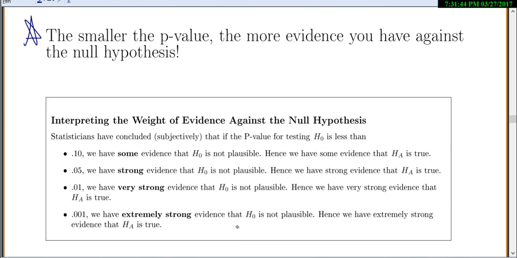Now, as far as interpreting the weight, statisticians, again, this is just the first person to do it, gets to make up the terminology here. So they said if the p-value for testing your null hypothesis is less than 0.1, we'll say we have some evidence against the null hypothesis. Less than 0.05, we'll say we have strong evidence against the null. 0.01 is very strong, and 0.001 is extremely strong. So those are the different terms that you'll see me say.